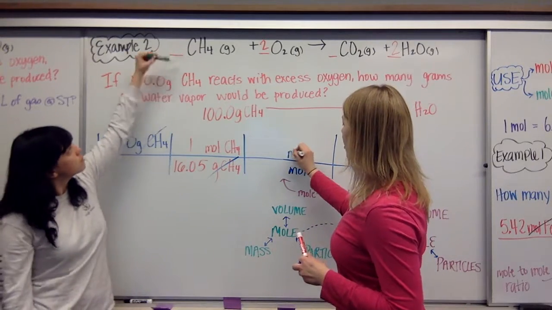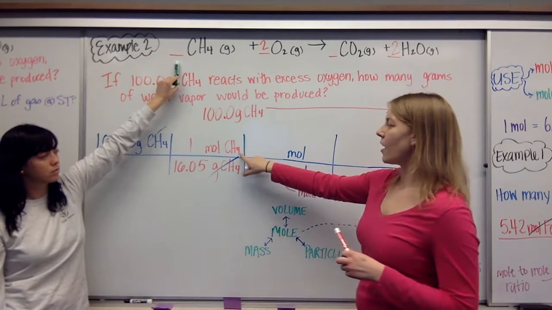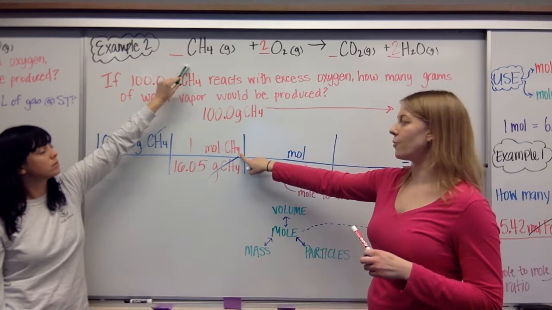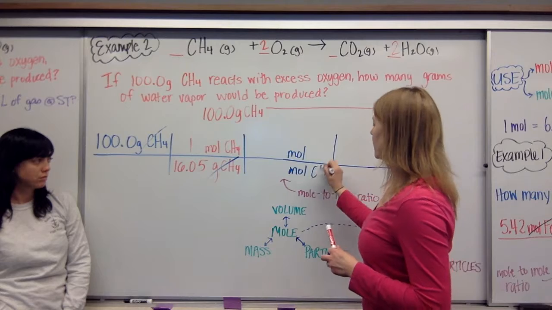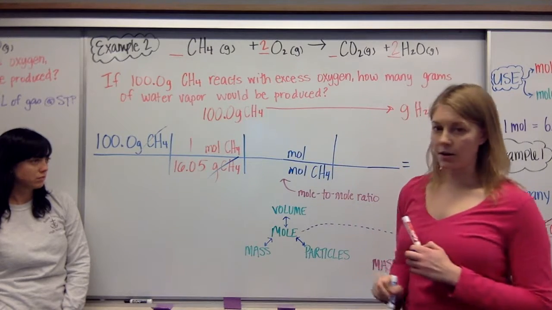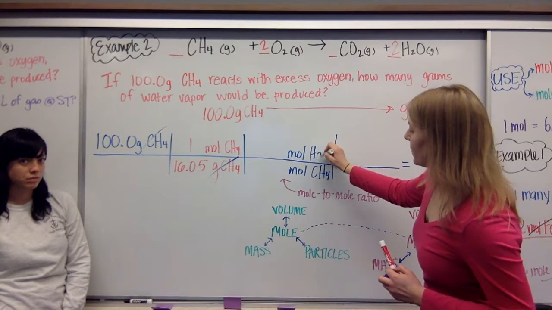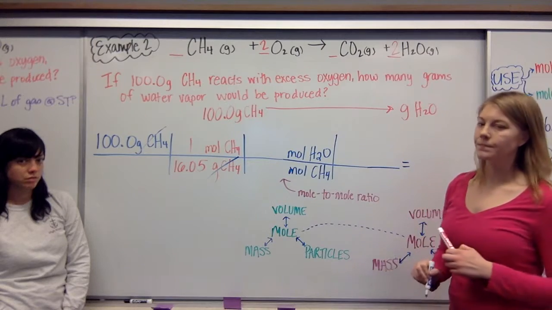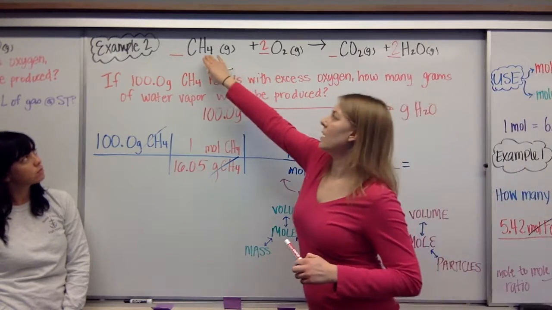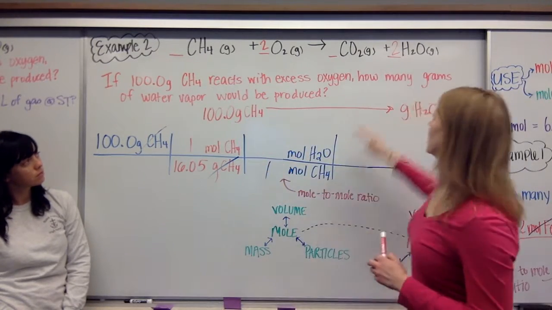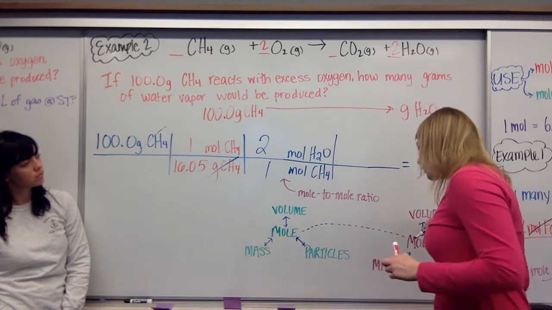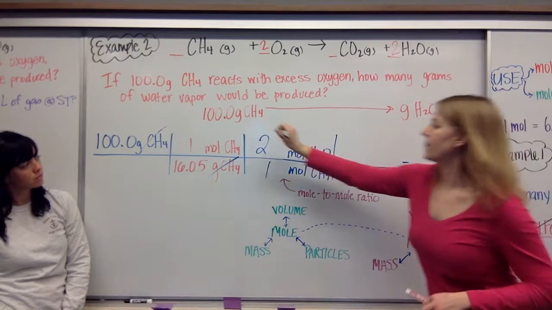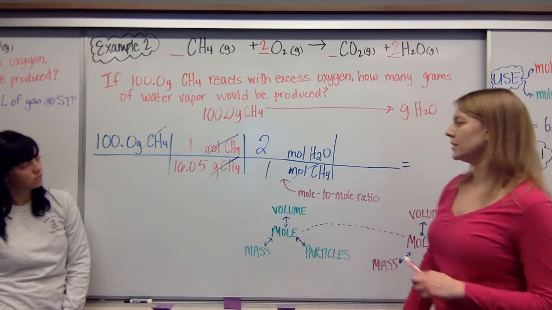So I know I'm going to have mole over mole. On bottom, I have to have mole of CH4 because I have mole of CH4 on top here. So the mole of CH4 has to go down here. That means on top, it's going to be mole of water vapor. And we look at our balanced equation. I have 1 mole of CH4, and I have 2 moles of water vapor. All right, once I have all of this, my moles of CH4 is gone.